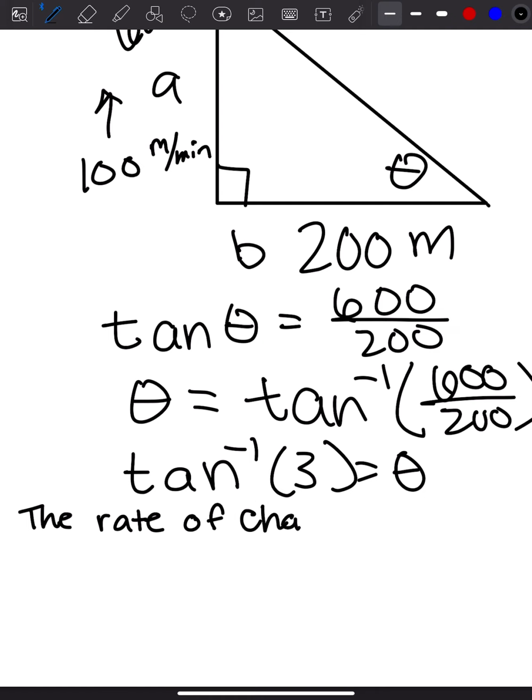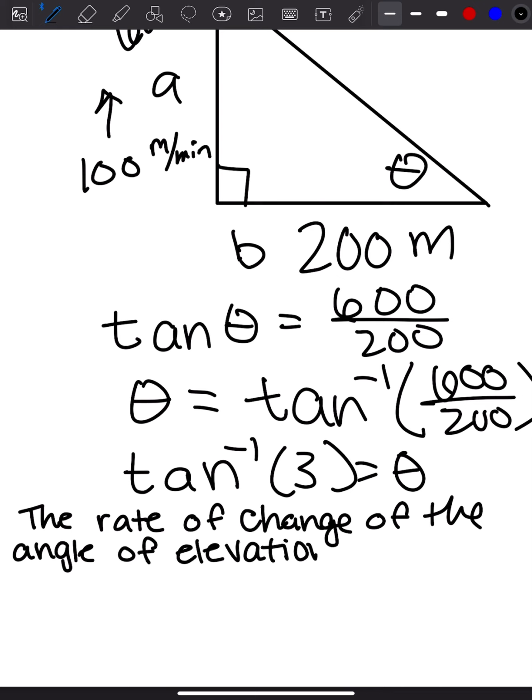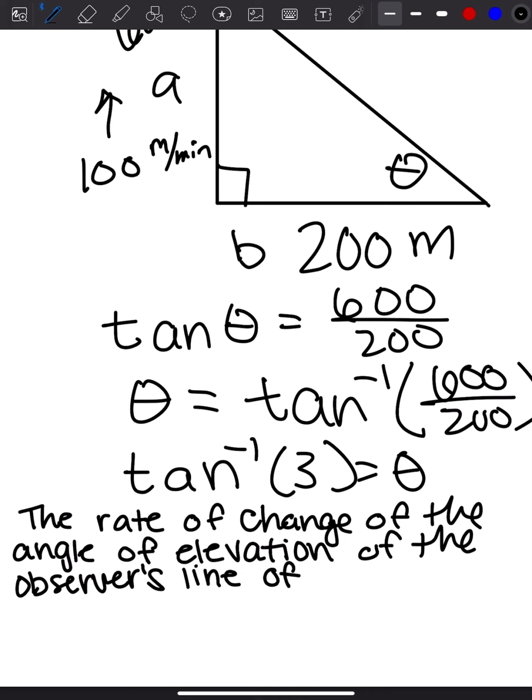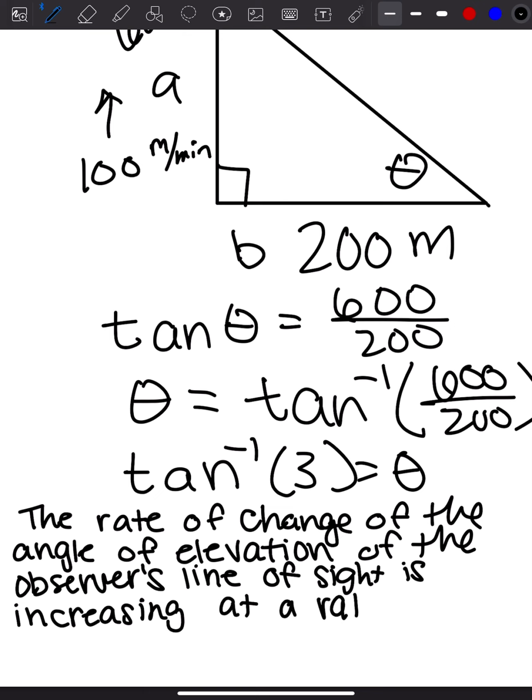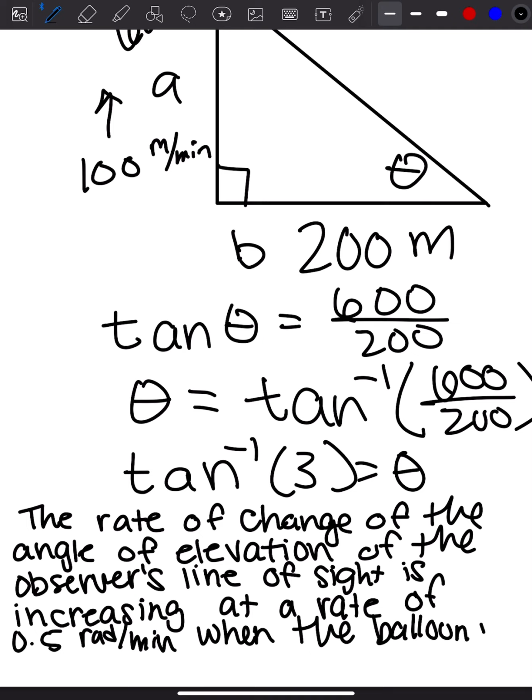The rate of change of the angle of elevation of the observer's line of sight is increasing at a rate of 0.5 radians per minute when the balloon is 600 meters high.